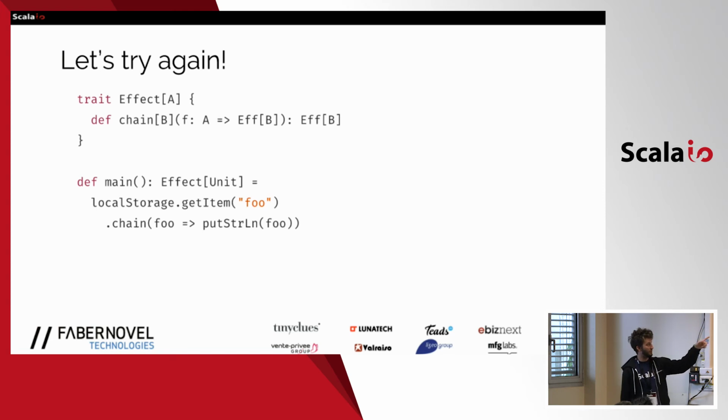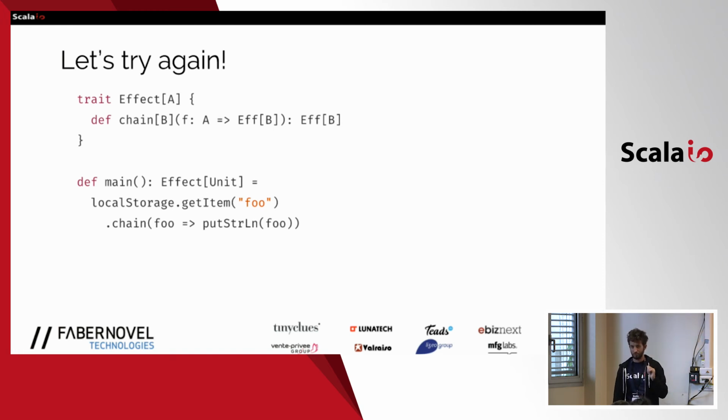And here we see a very small example for this. This is our new main method of type effect unit. And we see here that local storage get item returns, we don't really see it, but it's implicit, we can tell that it returns an effect of whatever type foo is. And then we can chain it with a new effect, which is put string line. And that will return an effect of unit. So the whole computation is of type effect unit.